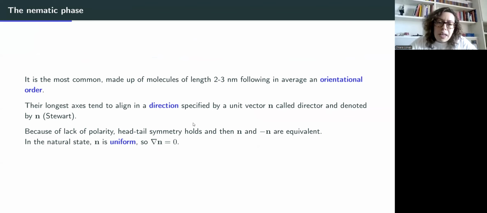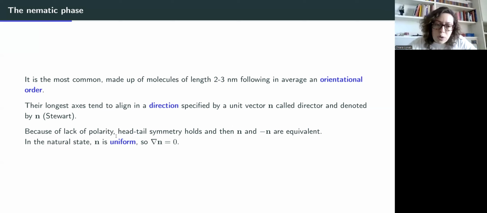and has mainly two properties. The first is the fact that in the nematic phase we do not have polar molecules, so we have added symmetry, and this means that n is equivalent to minus n. So this will be a characteristic that has to be taken into account when we model this kind of substance.